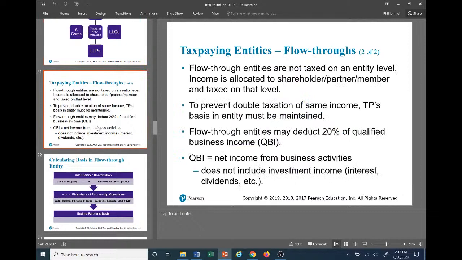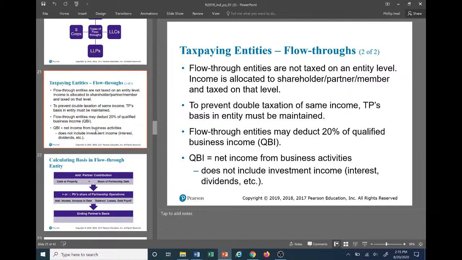So let's talk a little more about the flow-throughs or the tax conduits. The flow-through entities are not taxed on any entity level. The income is going to be allocated to the shareholder, the partner, or the member, and taxed on that level, right? So to prevent double taxation of the same income, taxpayers' basis in the entity must be maintained. So they have to maintain that tax base.